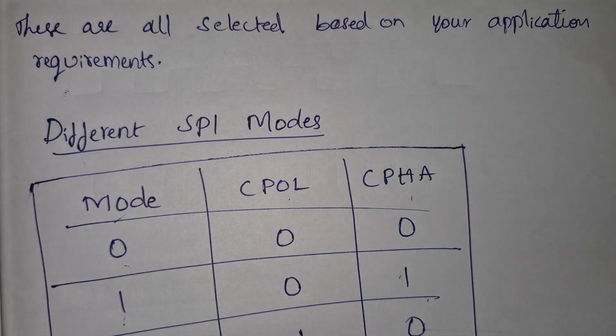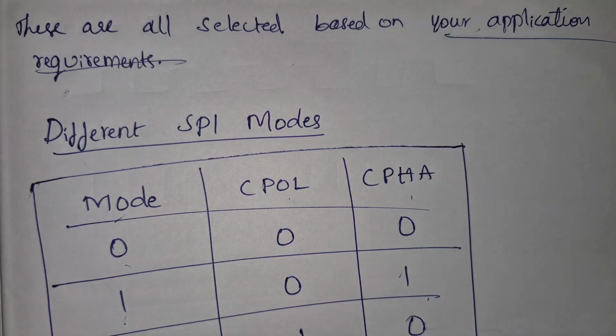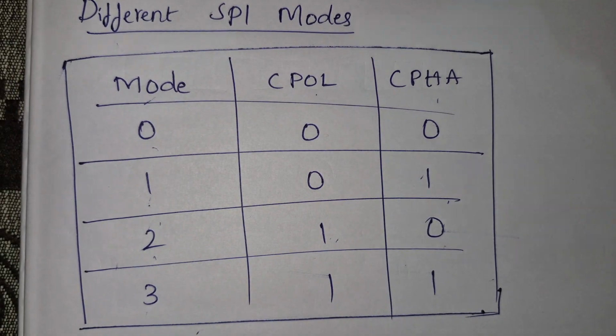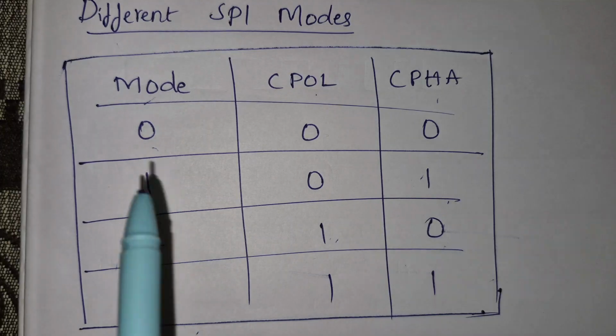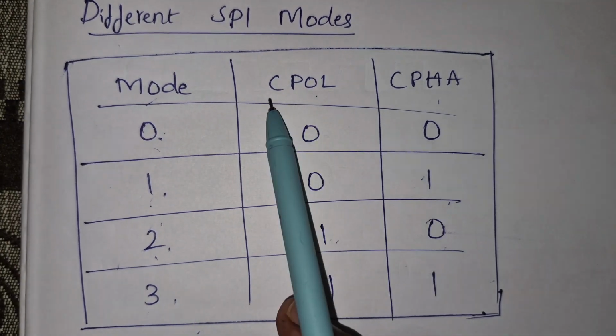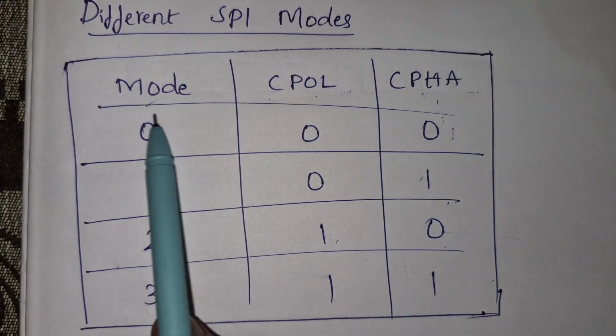And these are all you need to select based on your application requirements. Based on these clock phase and clock polarity, there are 4 modes of SPI. The 4 modes of SPI are mode 0, mode 1, mode 2 and mode 3. When the clock polarity and clock phase are 0, 0, the mode is 0.